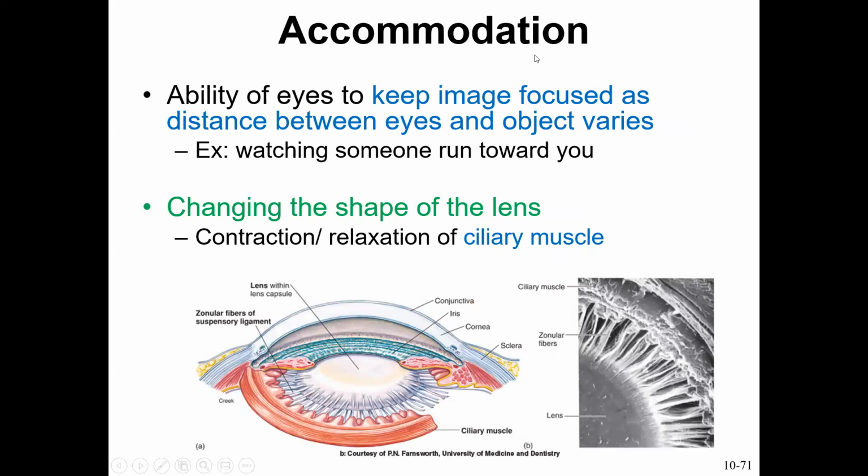That's called accommodation. Accommodation is the changes that occur to the shape of the lens in order to focus the light when you're going from looking at something far away to close up, or from close to far away. Okay, so again, we're going to be changing the shape of the lens, and we do that using ciliary muscles, which are part of the ciliary body.